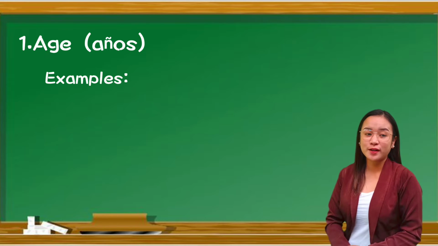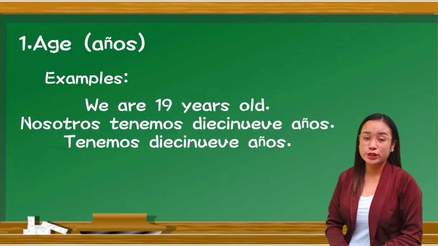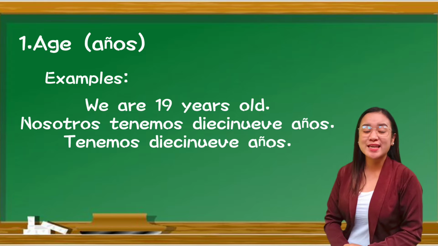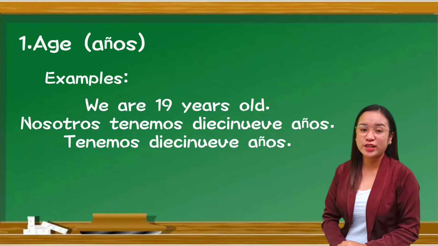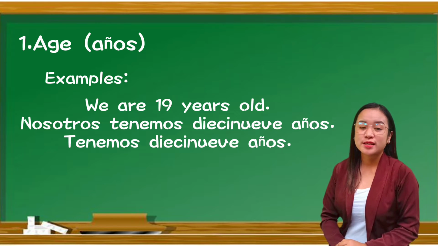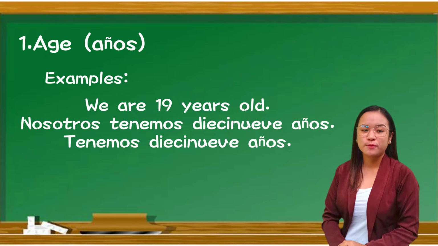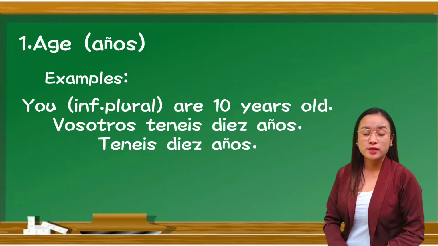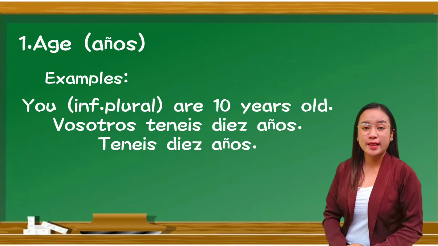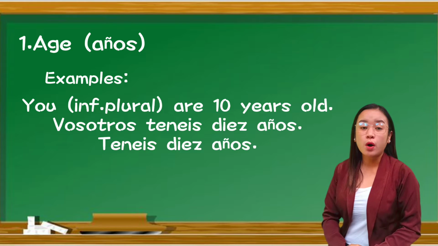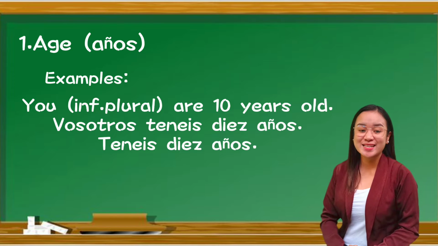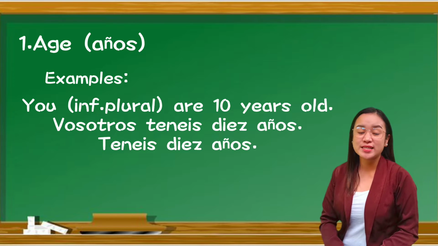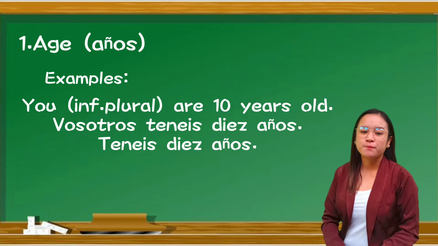For example, we are 19 years old. Nosotros tenemos 19 años. Tenemos 19 años. You, informal plural, are 10 years old. Vosotros tenéis 10 años. Tenéis 10 años.